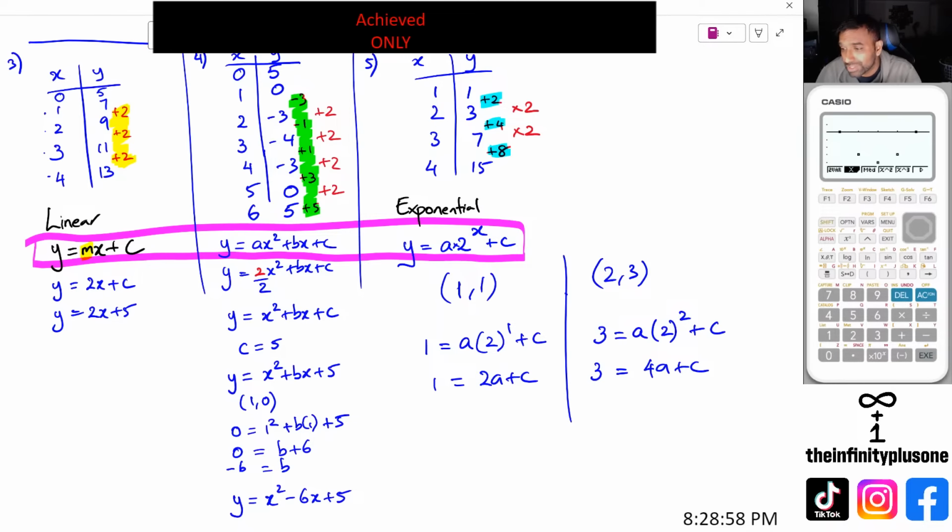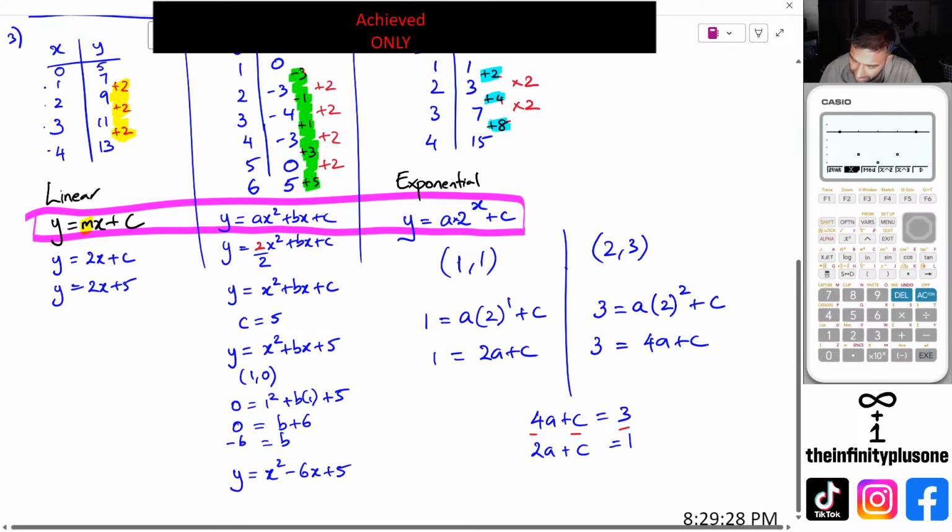Once again, you can put this in the calculator to do the simultaneous equations. But with exponentials, it's actually pretty easy, because you just stack the two equations on top of each other. So you write 4a plus c equals 3, and 2a plus c equals 1. And here's the real quick hack to figure out the a and c values: just subtract.